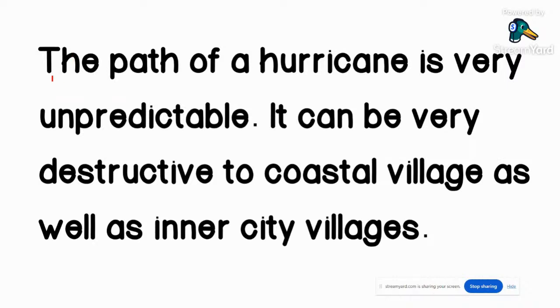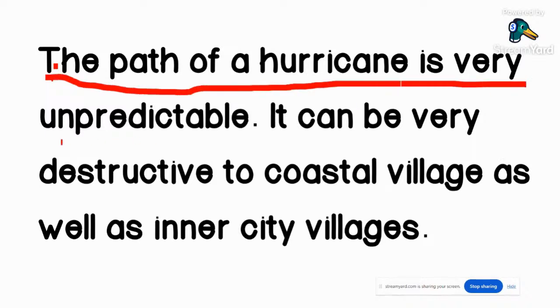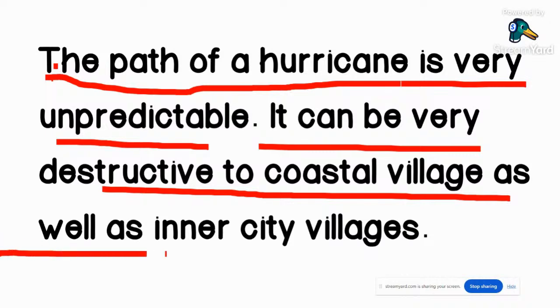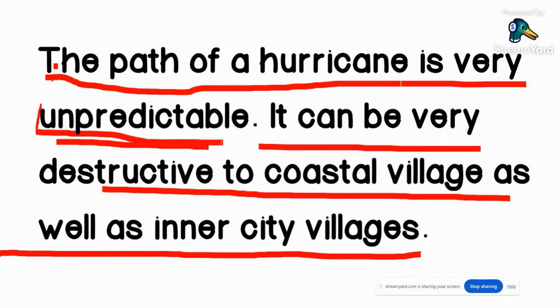Keep going. The path of a hurricane is very unpredictable. It can be very disruptive to coastal village as well as inner city villages. Okay, so we're just gonna repronounce this word. Unpredictable.